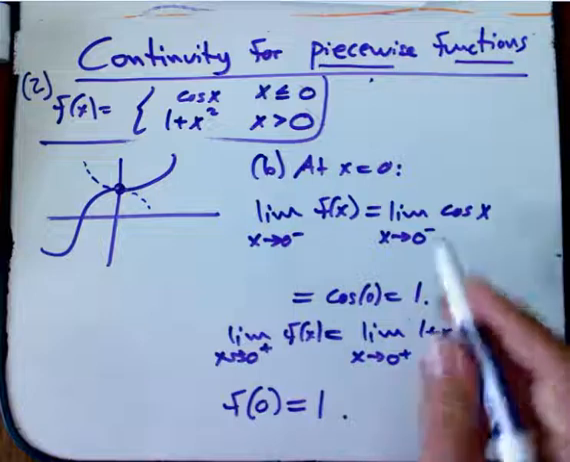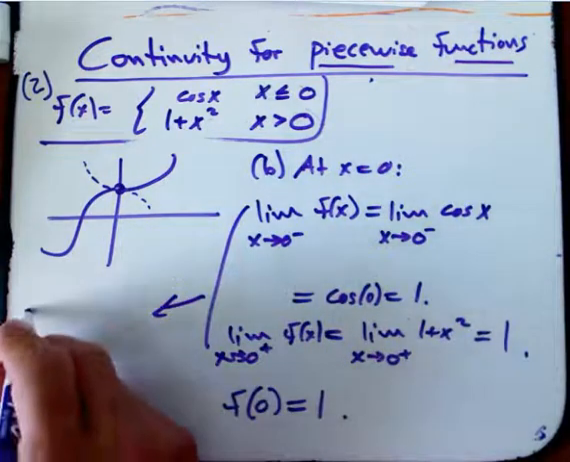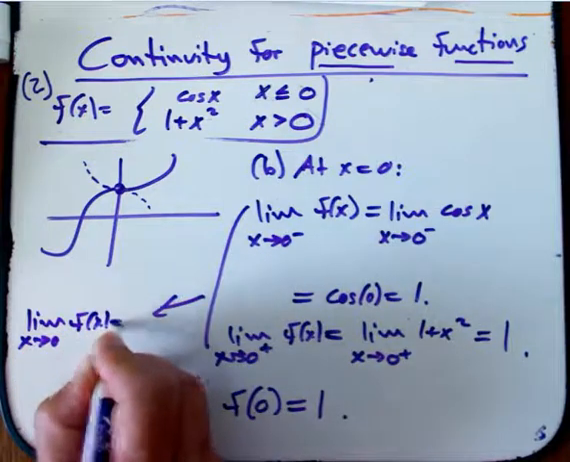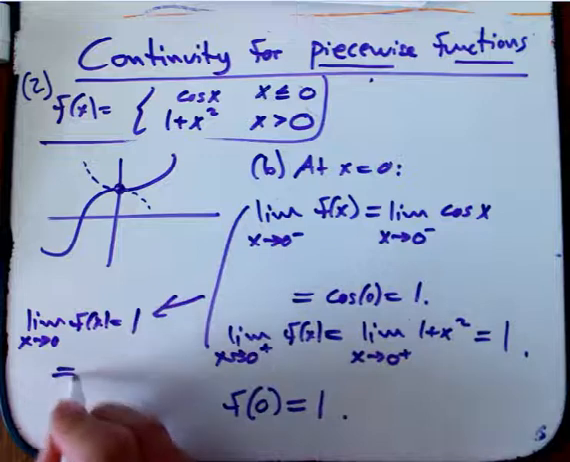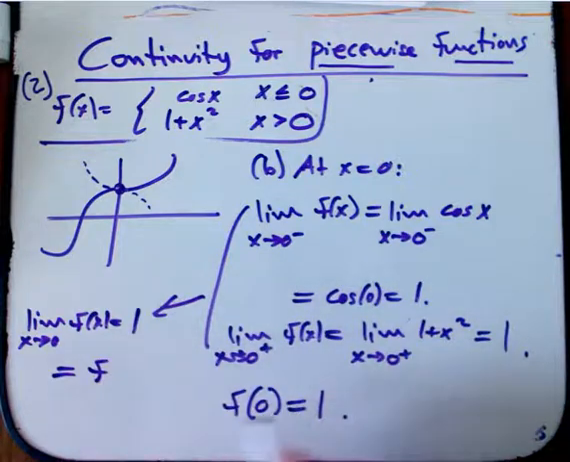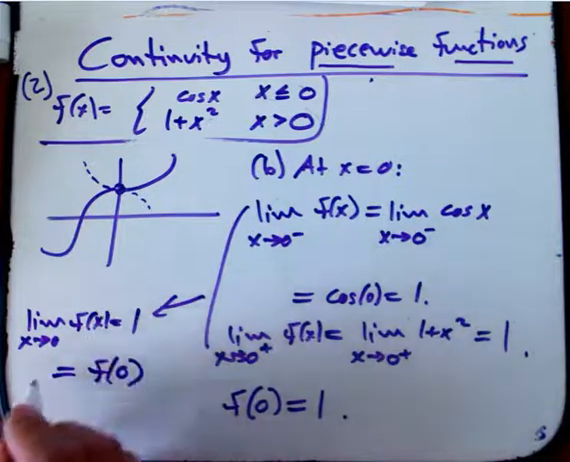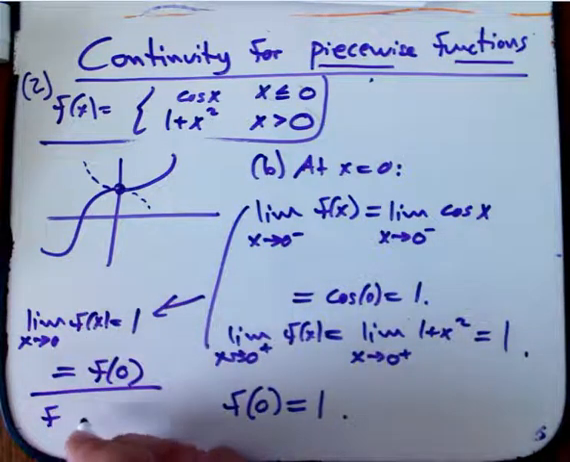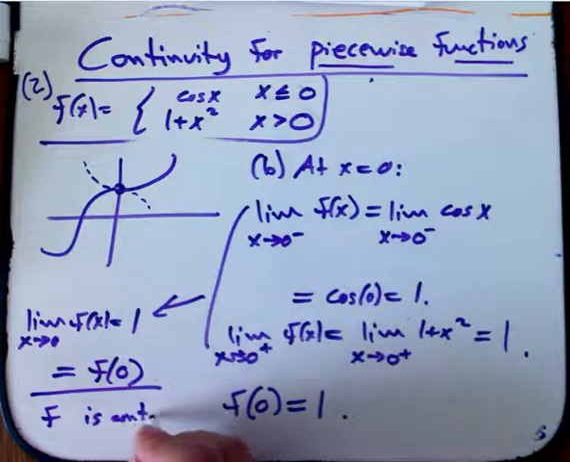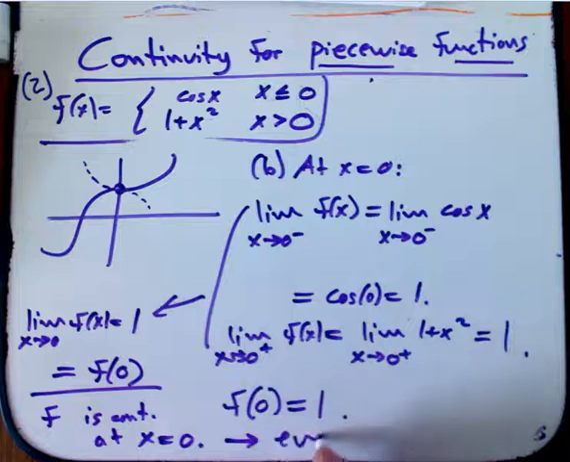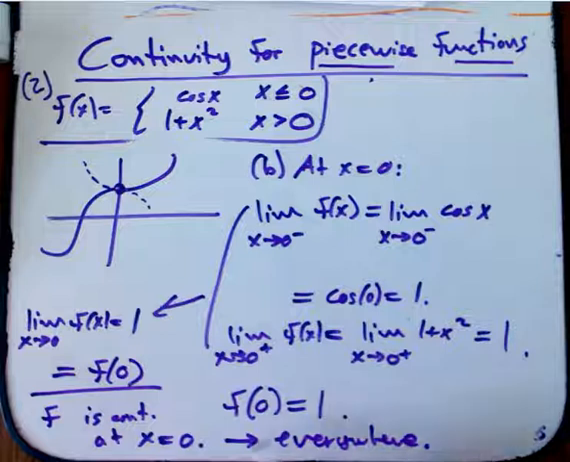Aha! So these two things together say that the full two-sided limit exists. And we now know that the value exists, it is defined, and it's equal to that same value. Voila. So f is continuous at x equals 0, and we already checked all the other points in a much more powerful way, and so it's continuous everywhere.